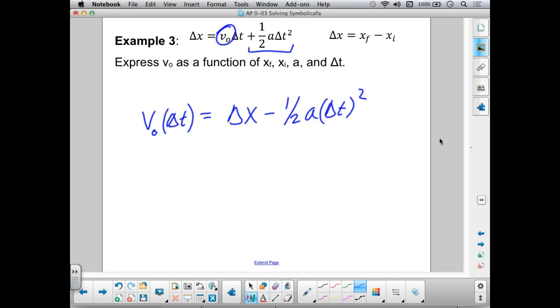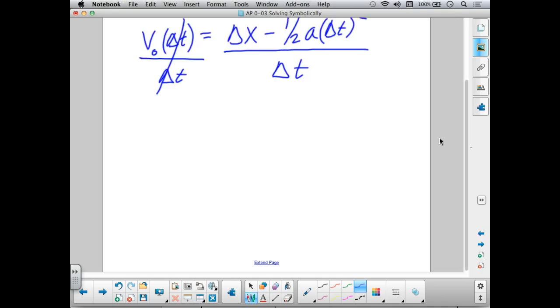Okay, I don't have V0 quite yet, so let's multiply both sides by delta t, like that, which lets me cancel. And I need to divide this entire side of the equation by delta t.